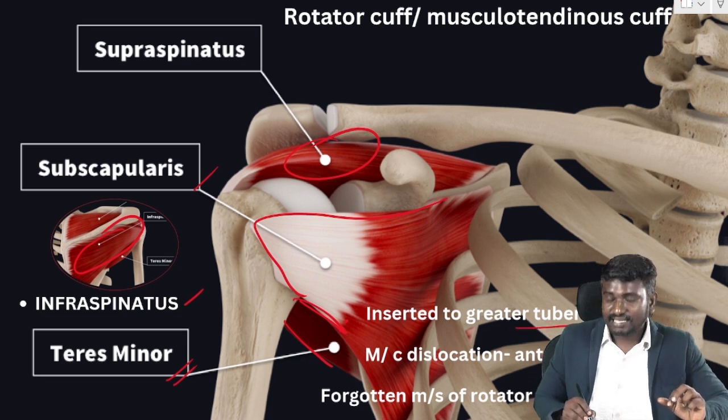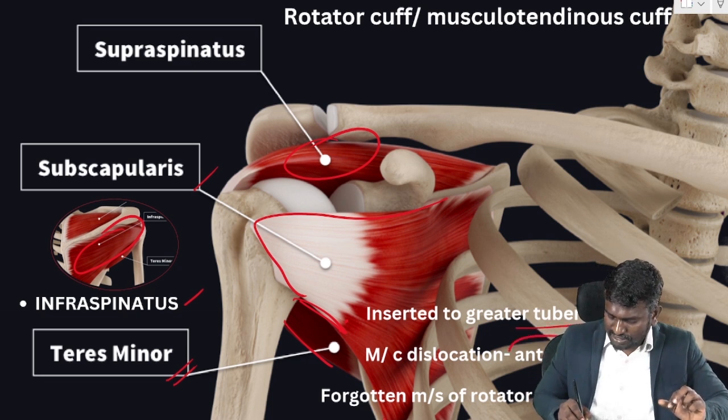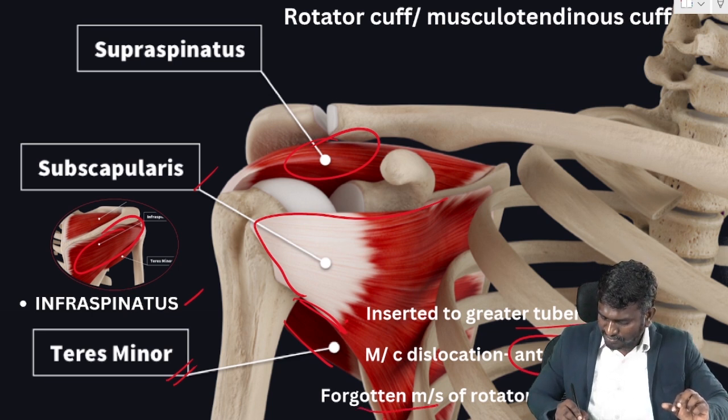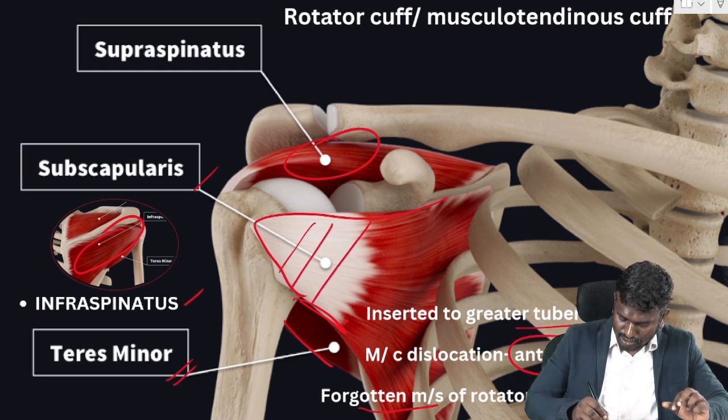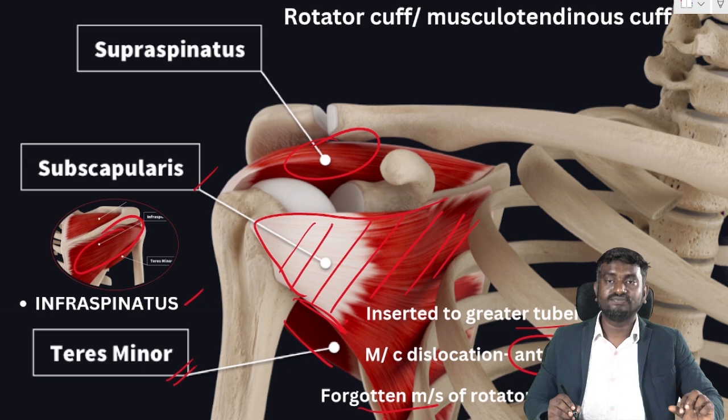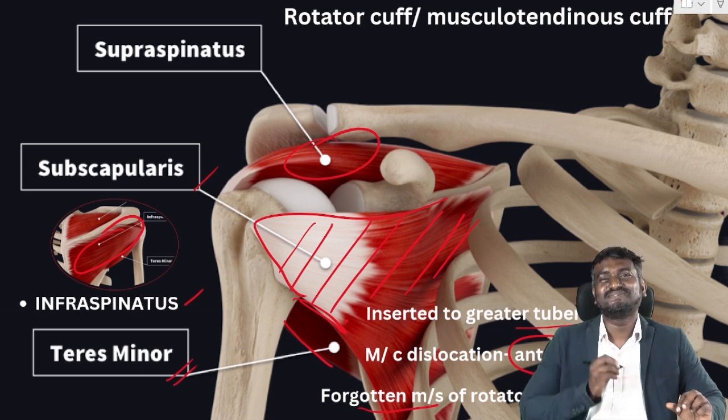Insertion is going to be at the greater tubercle. Most common dislocation is going to be anterior, and the forgotten muscle of the rotator cuff is going to be our subscapularis. This muscle is called what? Forgotten muscle of the rotator cuff.